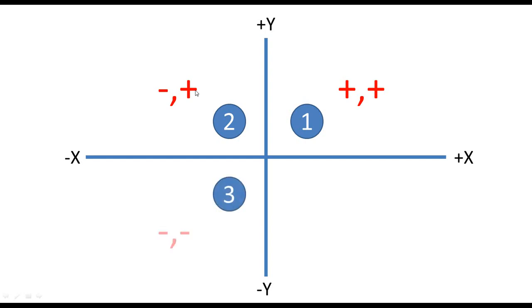Third quadrant, as you can see, both the minus x direction and minus y direction are there, that's why it's minus comma minus. And for fourth quadrant, as you can see, the x is in plus side and the y is in minus side, that's why there is plus comma minus. So the same thing we can implement in AutoCAD also.